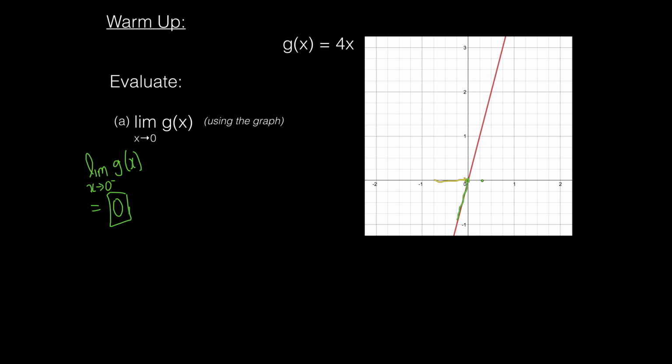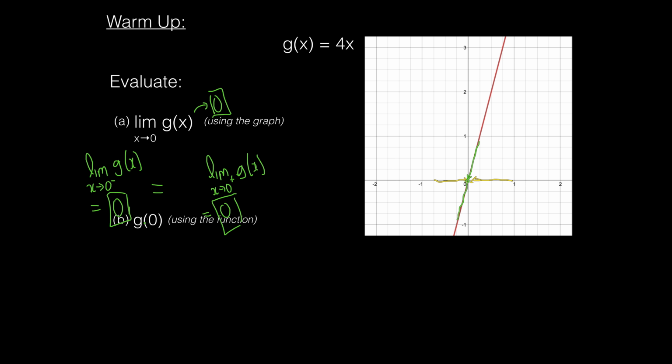Notice that as you take values closer and closer to 0 from the right, as they get smaller and smaller, the graph is also getting really, really close to the x-axis. It's getting really close to 0. So we can infer that the limit as x approaches 0 from the right of g of x is also equal to 0. Since these two are equal, we can say that this is simply 0. That's it.